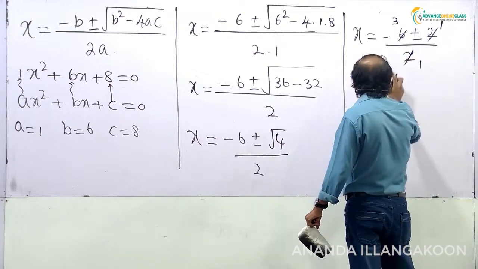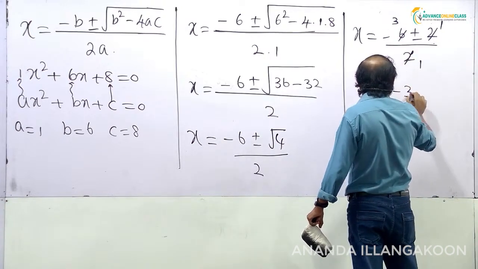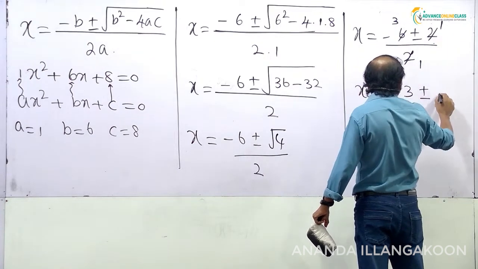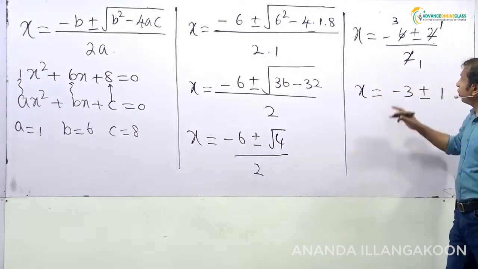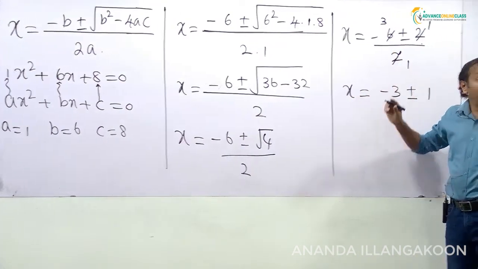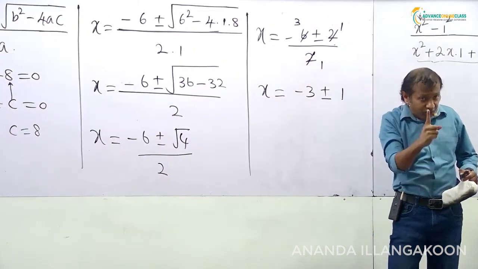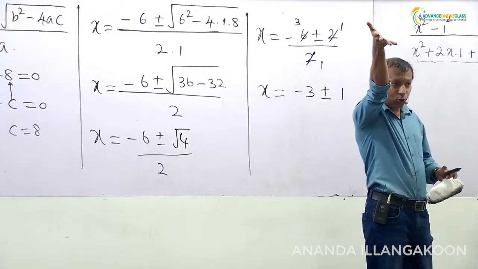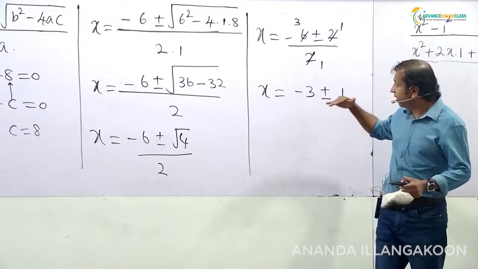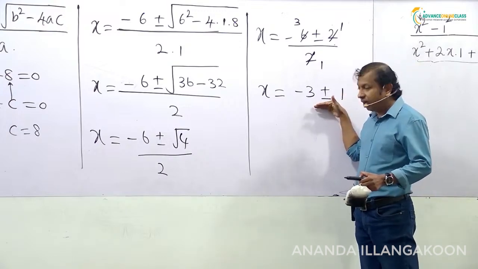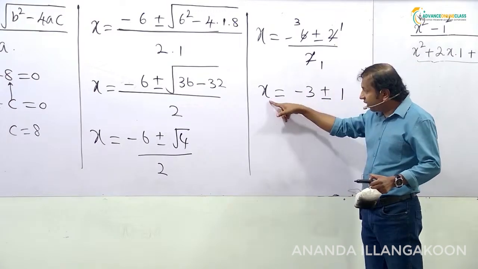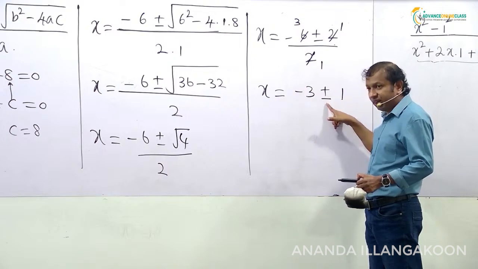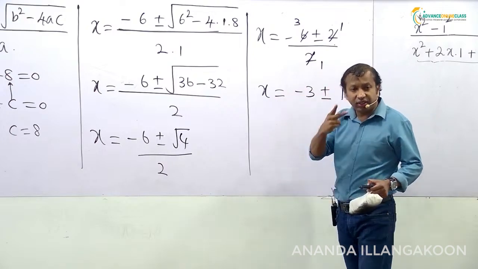Then we can rewrite this how, people? X equals, now we have minus 3 plus or minus 1. No point of writing this denominator 1. Why? When a fraction has denominator 1, the answer of the fraction is exactly its numerator value. That's why I write only the numerator. Take this plus sign, take one answer for x. Take this minus sign, take the other answer for x. Then we get the two answers.